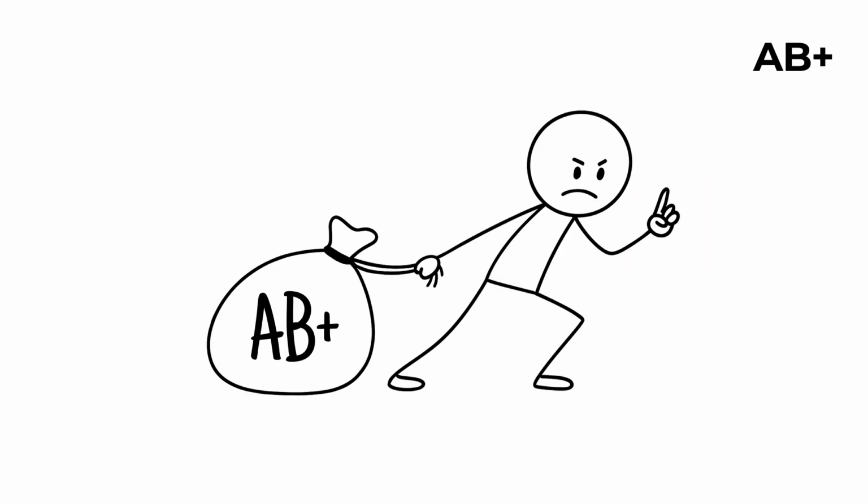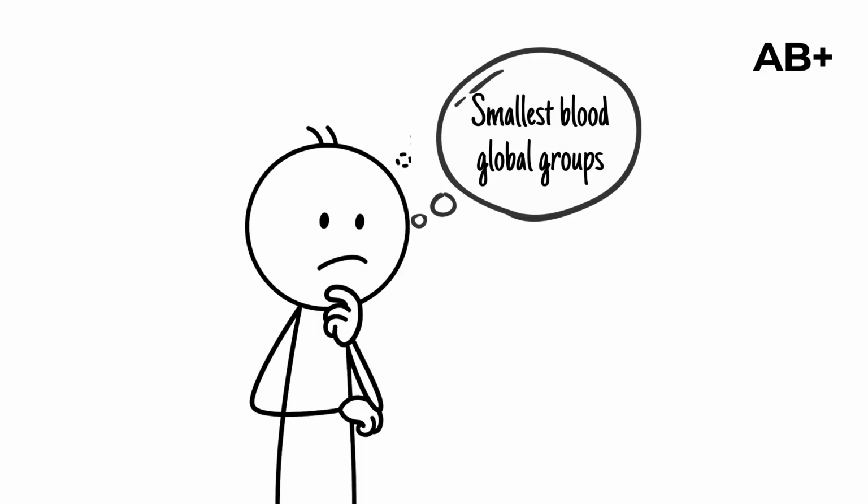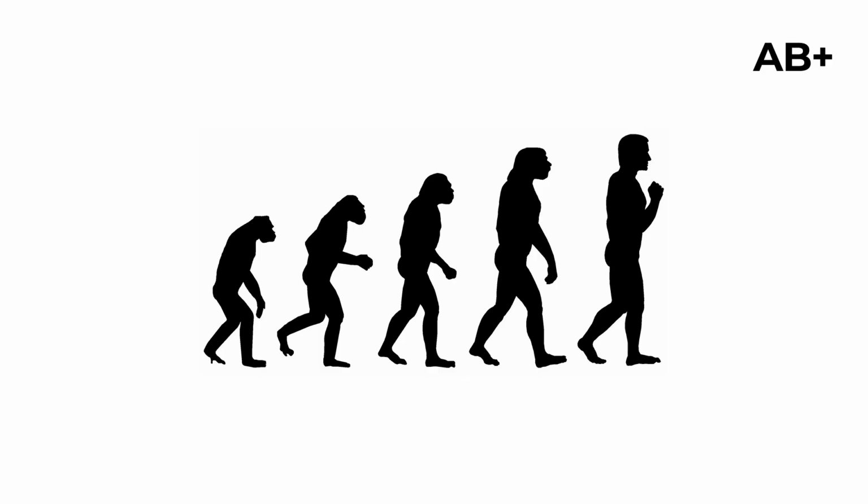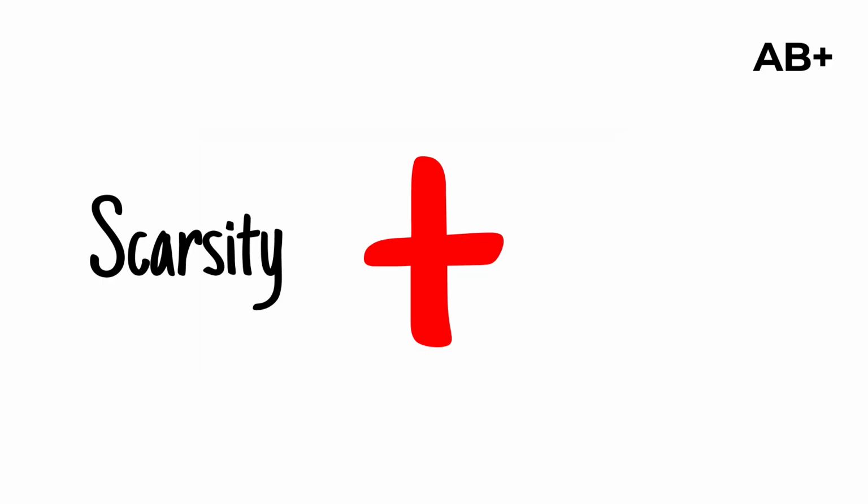Still, having AB positive means belonging to one of the smallest blood groups in the world, while also having the widest transfusion safety net, an unusual evolutionary combination of scarcity and advantage.